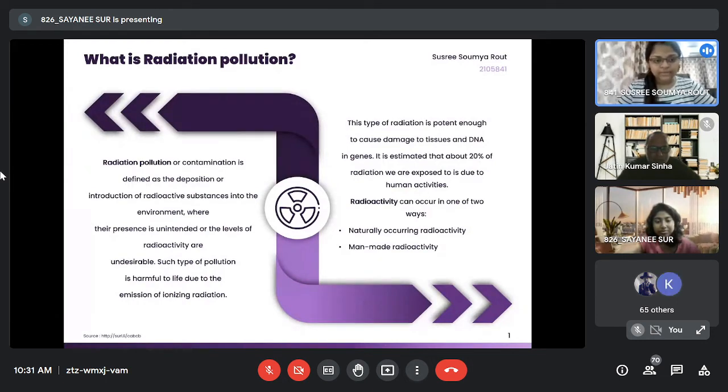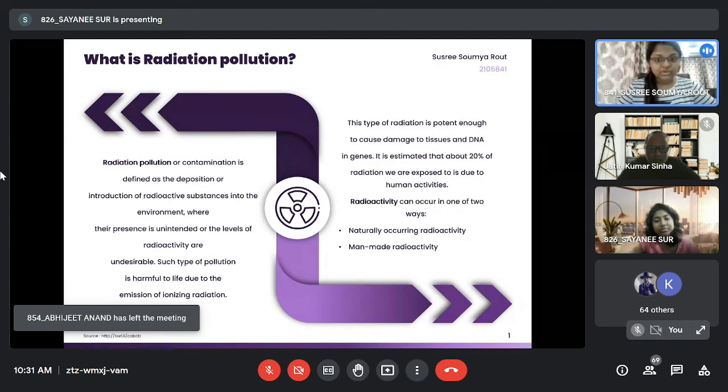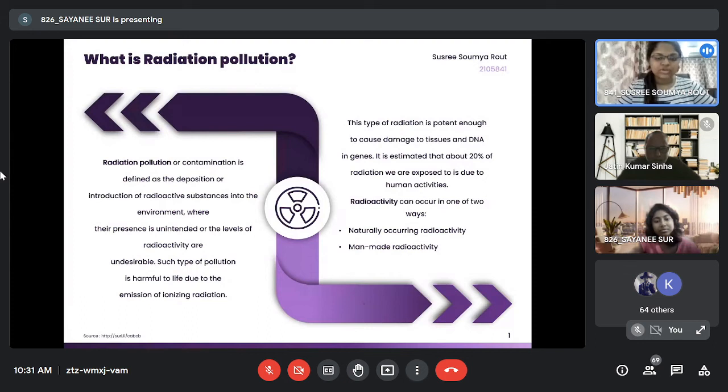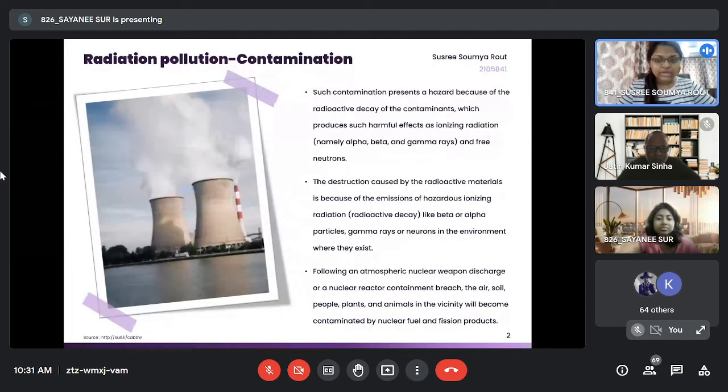Radiation pollution is of two types, natural radiation pollution and man-made radiation pollution. Natural radiation pollution, as the name suggests, occurs naturally in the environment. Some radioactive materials such as uranium and thorium are responsible for naturally occurring radioactivity. Man-made radiation pollution is a result of nuclear weapon discharge or a nuclear reactor containment breach. The radioactive decay of the contaminants presents a hazard, producing such harmful effects as ionizing radiation and free neutrons.